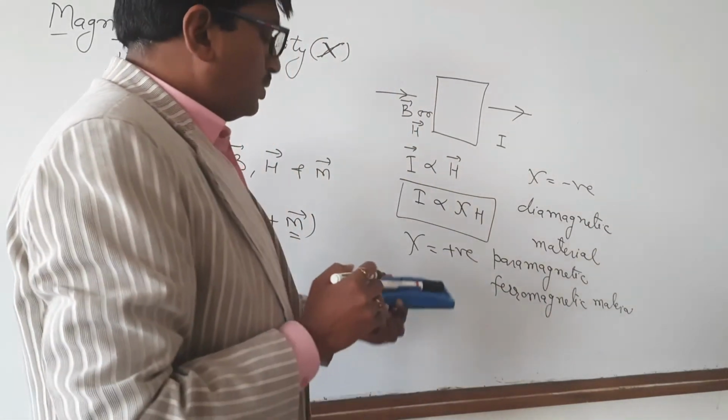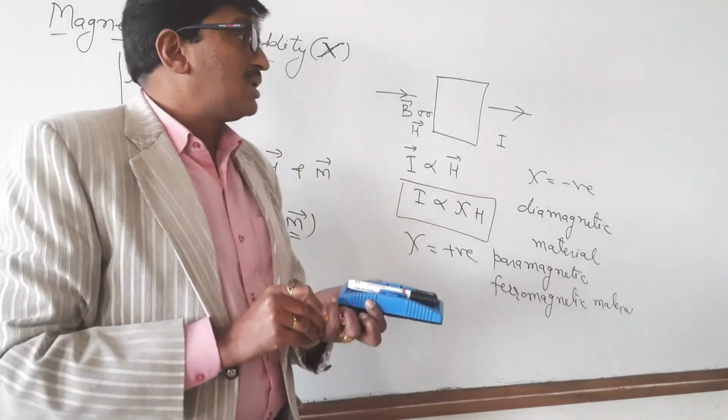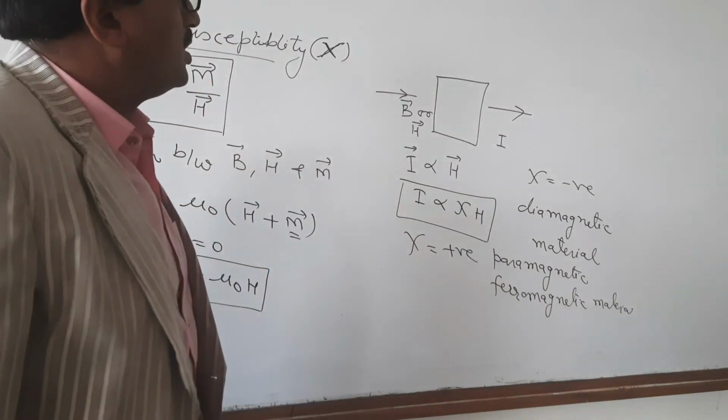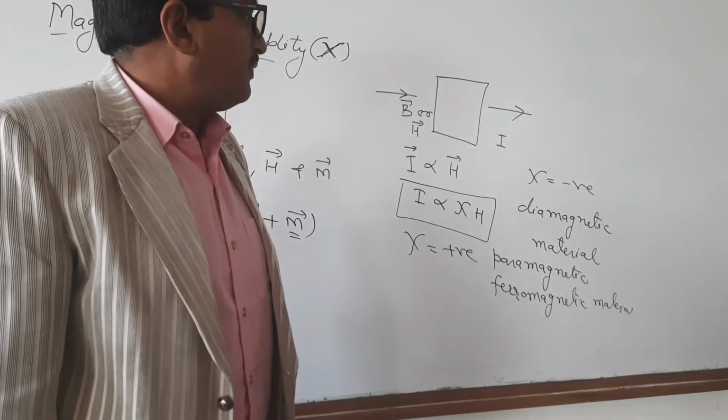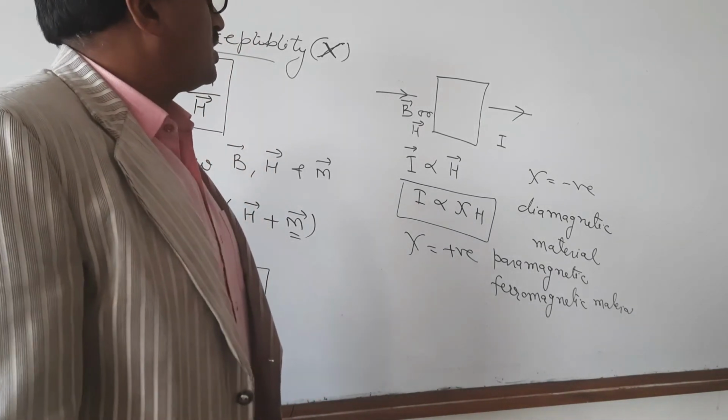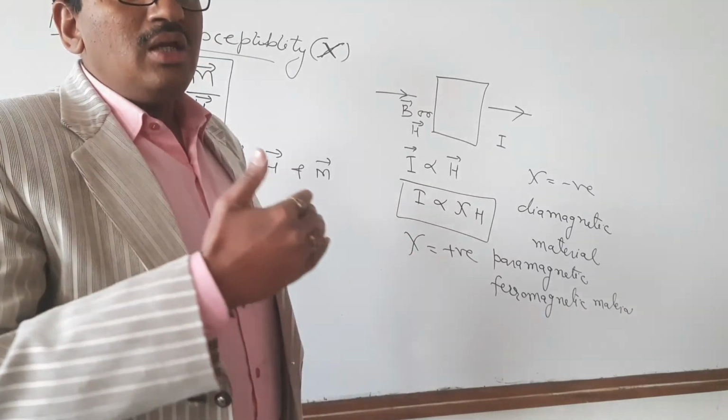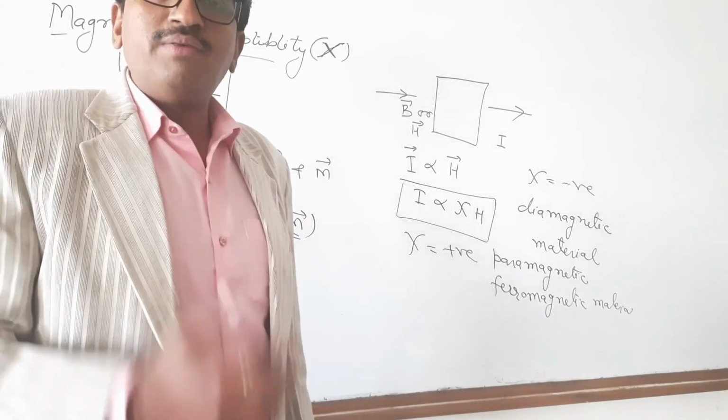So in this video we have discussed some terminology which we use in the magnetic properties of the material. In the next video we will discuss the difference between dia, para and ferromagnetic material.